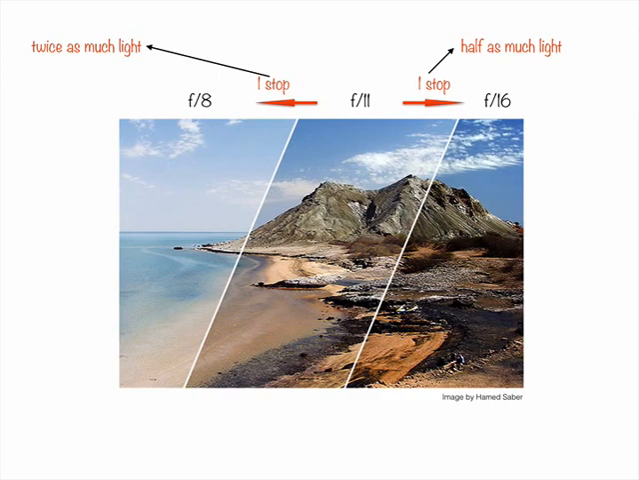If we close the aperture by one stop from f11 to f16, half as much light comes through the lens. If we open our aperture by one stop from f11 to f8, twice as much light enters in through the lens. So you can see here how aperture plays a part in our overall exposure.